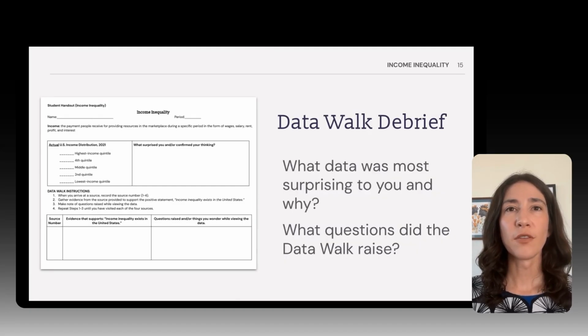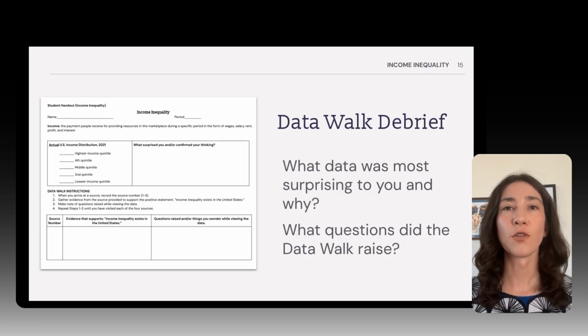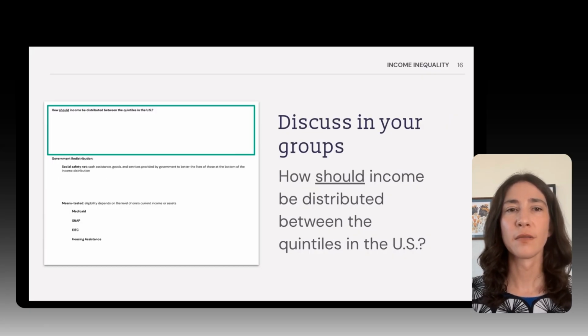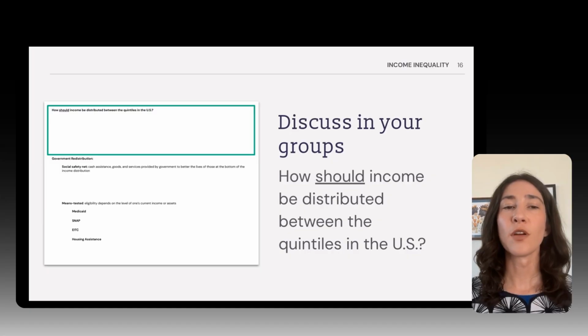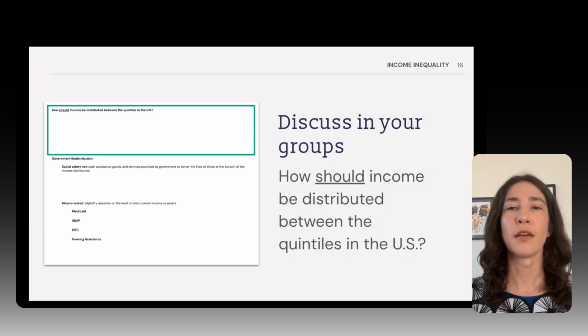After groups have rotated through the 4 stations, they'll discuss these debrief questions, first as a group and then as an entire class. And then they get the opportunity to discuss a normative question: how should income be distributed between the quintiles in the U.S.?